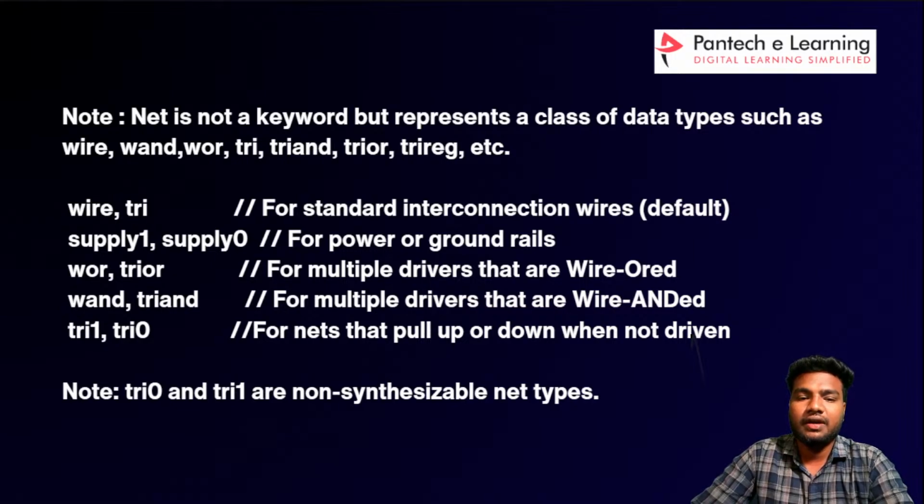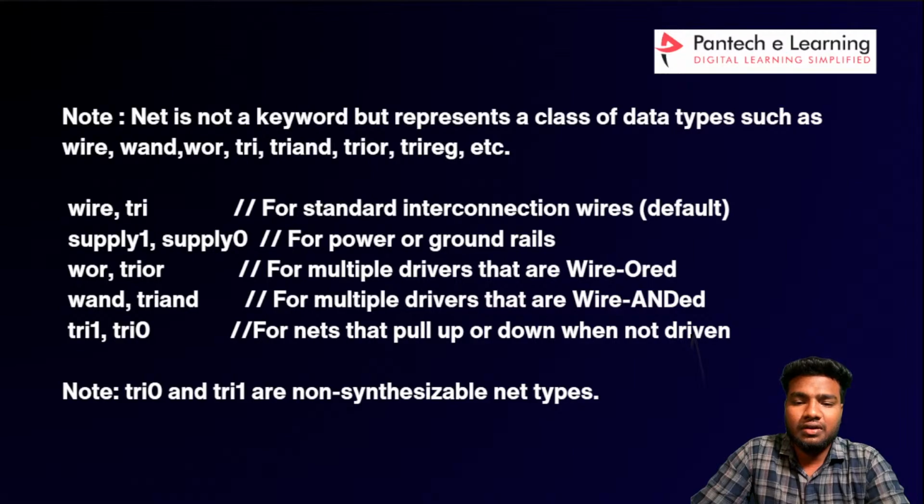So these are the net data type keywords. Net has a lot of types, like wire, tri, supply1, supply0, wor, and wand. These are the types of net data types. Mostly we use only wire. Wire is the one mostly used for connecting the logic gates. If you want to use a net data type, you can use just wire. The others like wor and tri we mostly won't use.